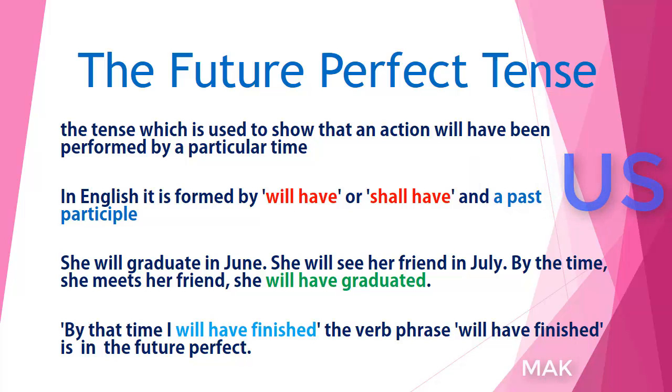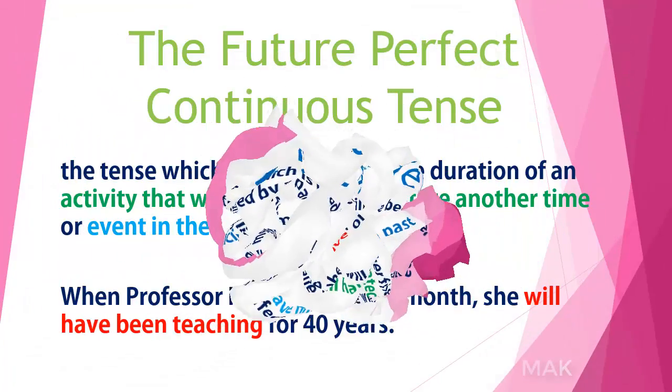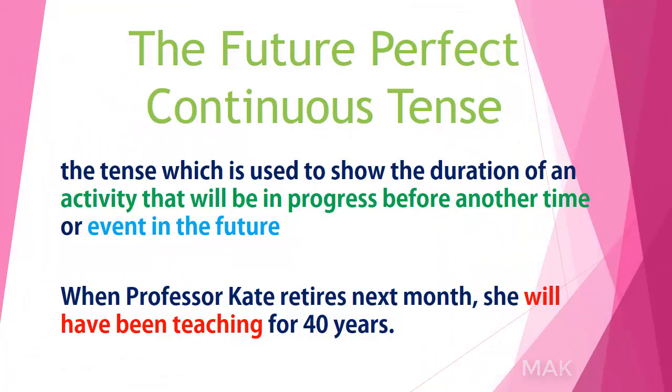The future perfect continuous tense: the tense which is used to show the duration of an activity that will be in progress before another time or event in the future. When Professor Kate retires next month, she will have been teaching for 40 years.